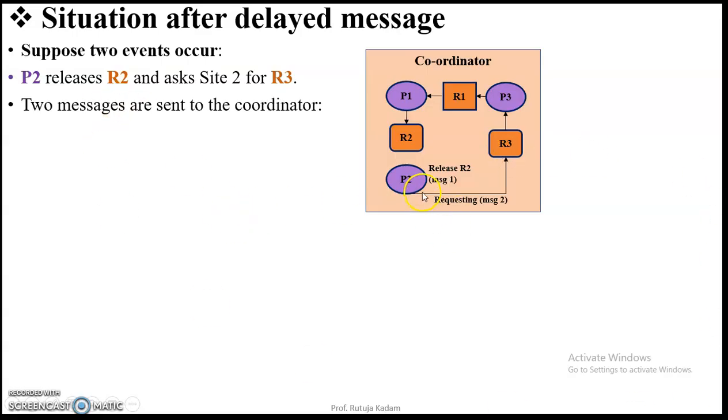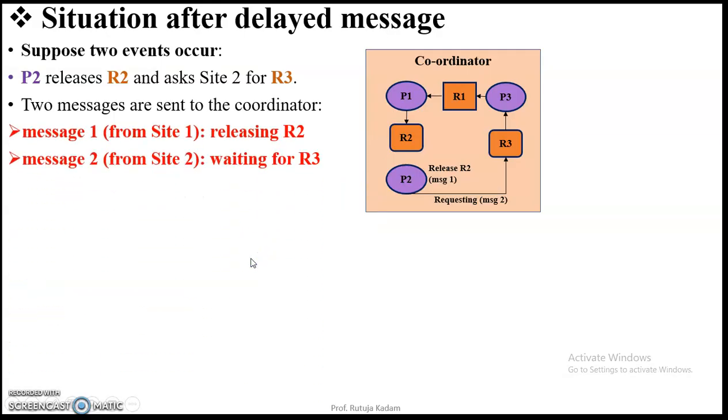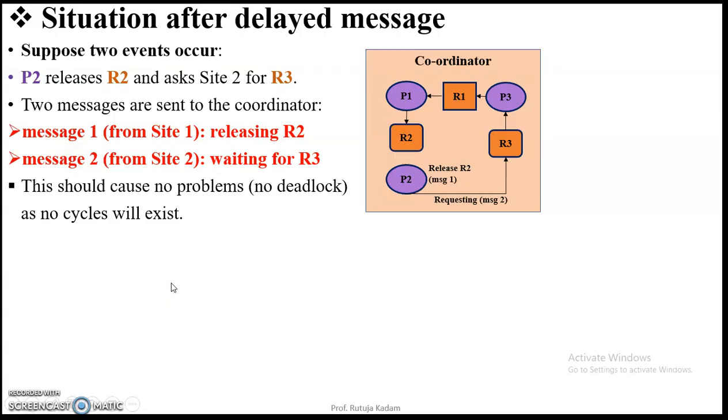Now two messages will be sent. Which are the two messages? First is the message releasing R2, and the second one is the message waiting for resource R3. Now this should cause no problem. If you observe this wait for graph at the coordinator, is there a cycle formed? No, there is no cycle formed, which means there is no deadlock.